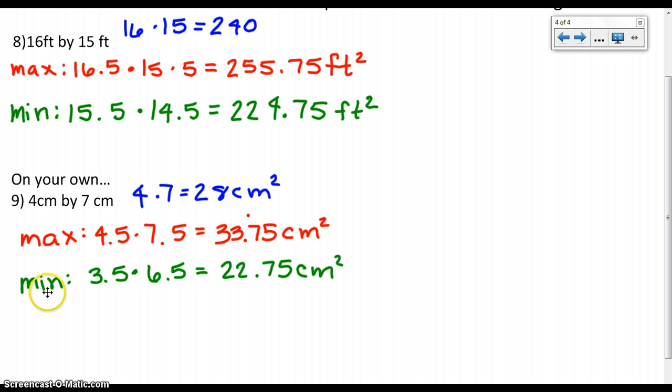To find the minimum, we round 3.5 to 4 and 6.5 to 7. So 3.5 times 6.5 is equal to 22.75.